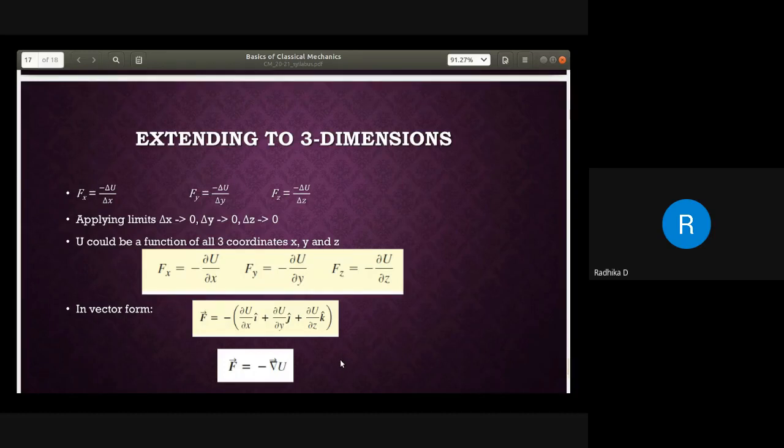So all these are very simple maths. It's not a big deal to understand this. We have not done anything complicated. The only thing is you need to remember that i ∂/∂x plus j ∂/∂y plus k ∂/∂z is the del vector or the gradient.